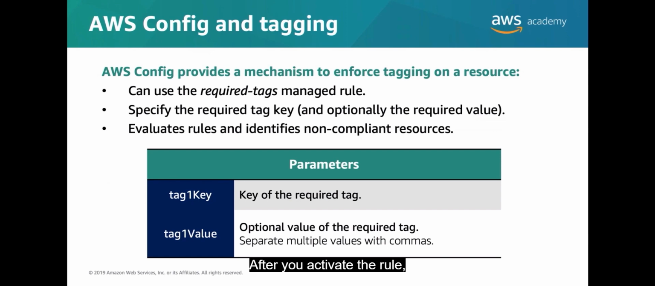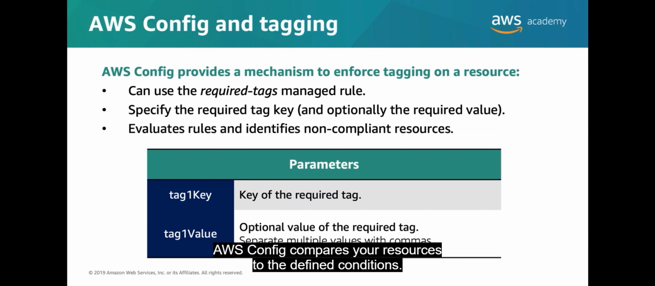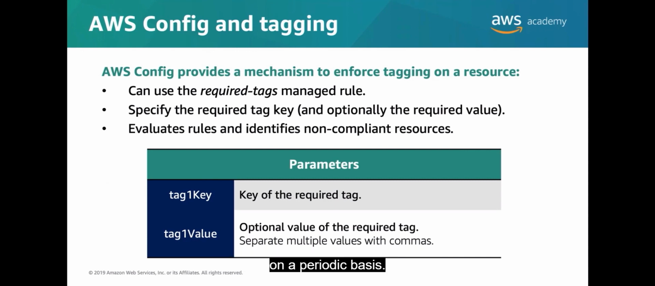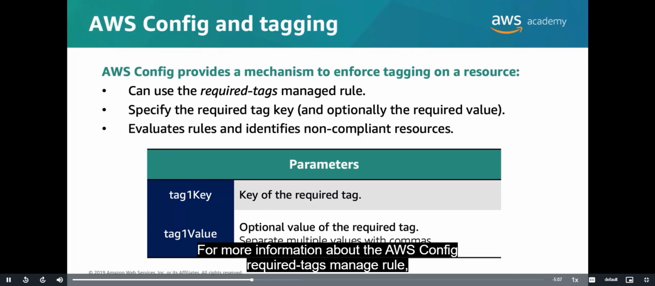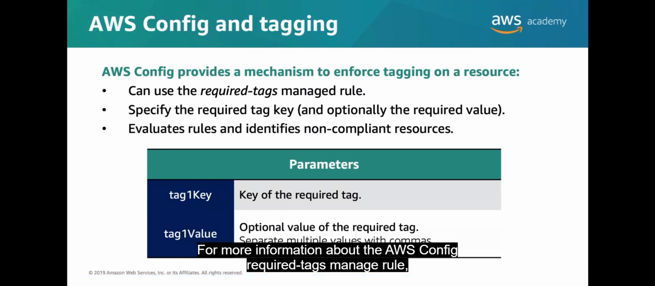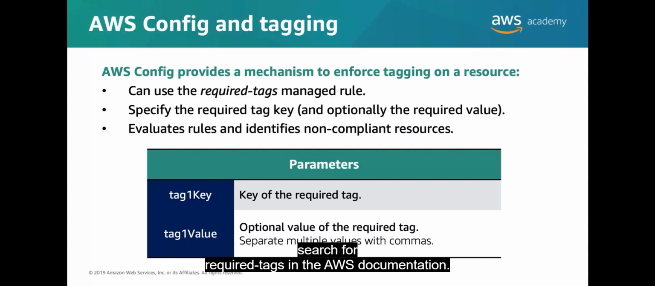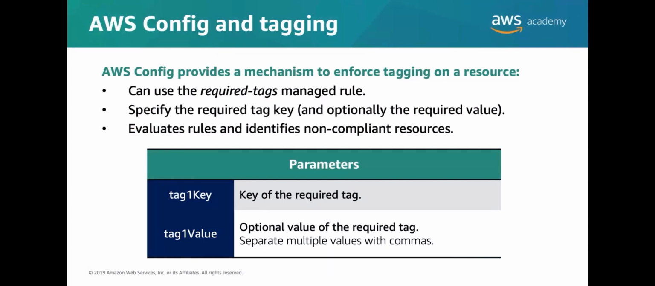After you activate the rule, AWS Config compares your resources to the defined conditions. It then reports any non-compliant resource. The evaluation of a managed rule can occur when a resource changes or on a periodic basis. For more information about the AWS Config Required Tags managed rule, search for Required Tags in the AWS documentation.